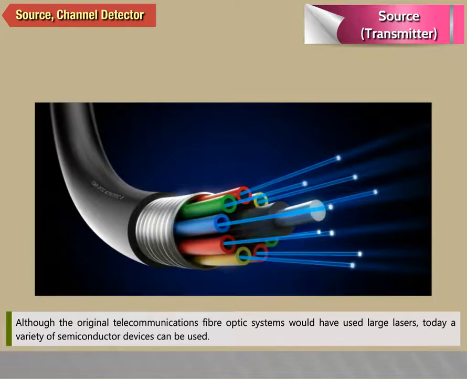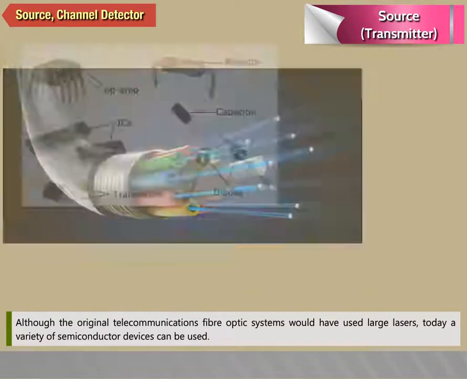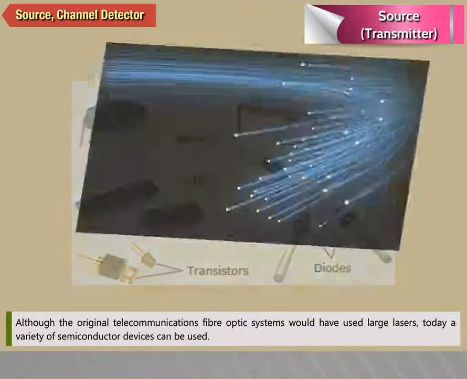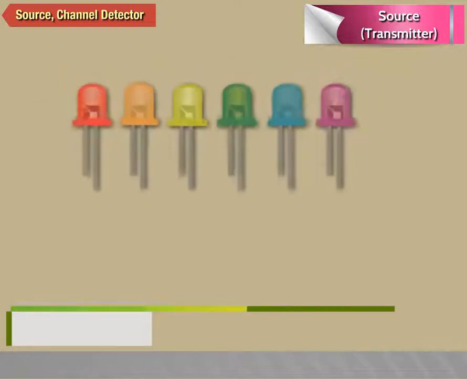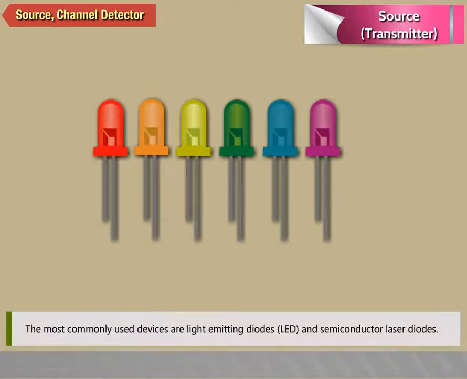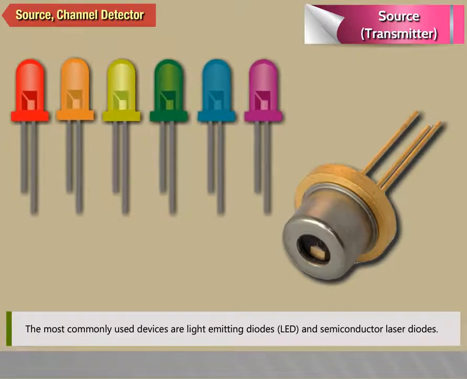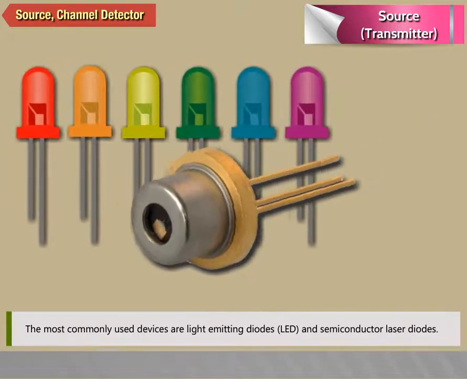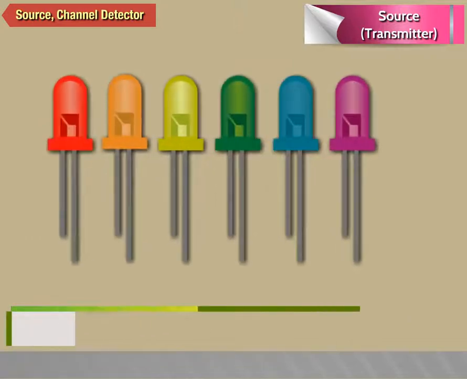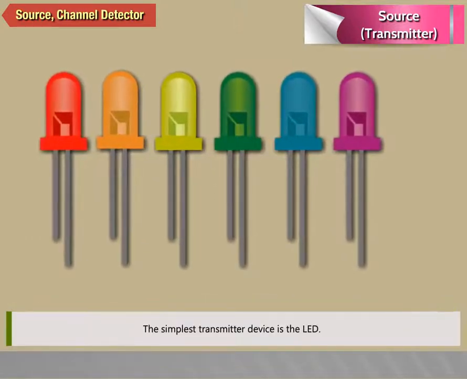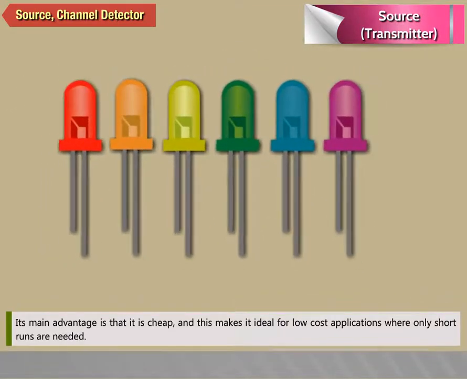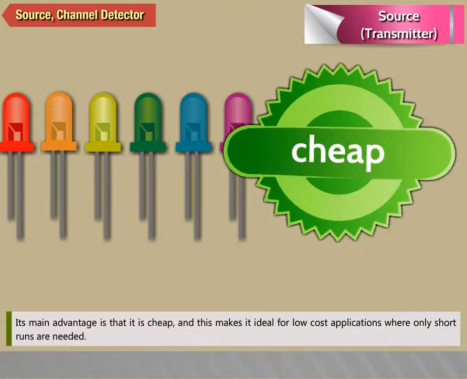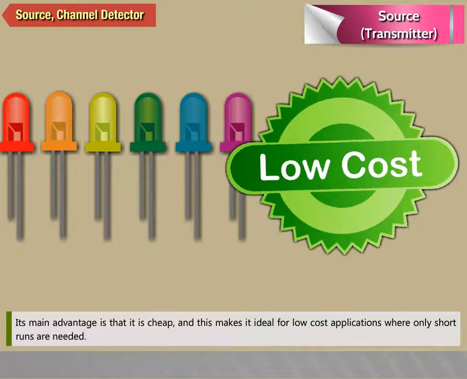Source, that is transmitter. Although the original telecommunications fiber optic systems would have used large lasers, today a variety of semiconductor devices can be used. The most commonly used devices are light-emitting diodes, that is LEDs, and semiconductor laser diodes. The simplest transmitted device is the LED. The main advantage is that it is cheap, and this makes it ideal for low-cost applications where only short runs are needed.